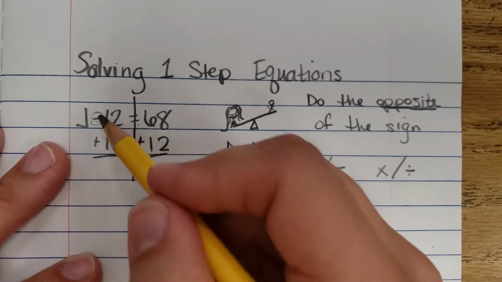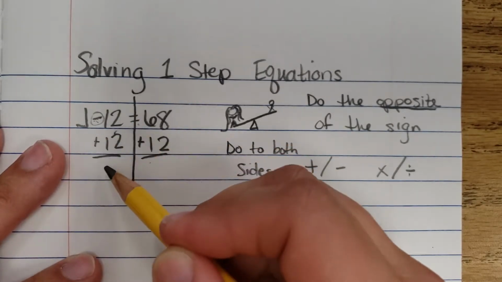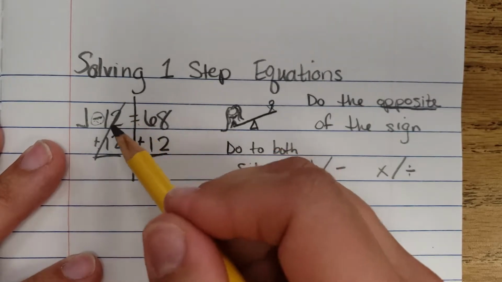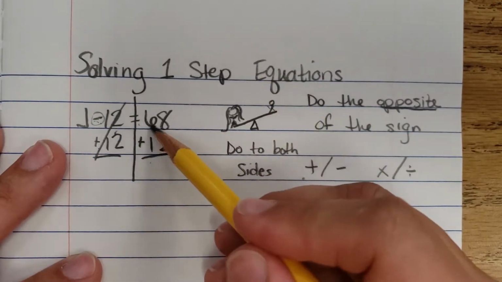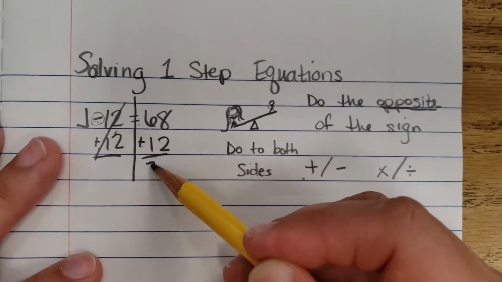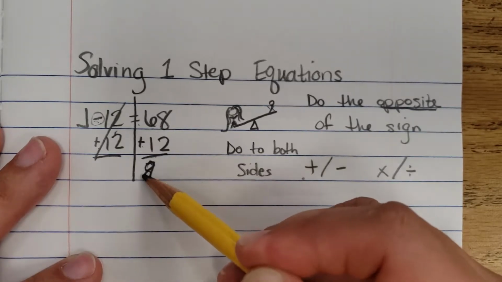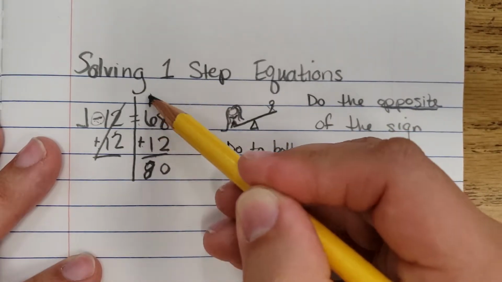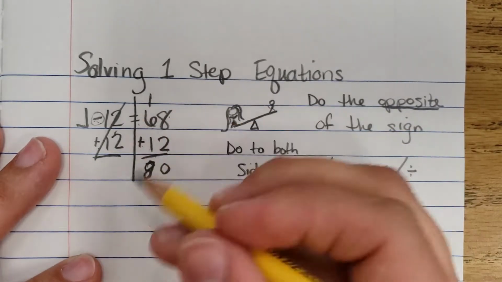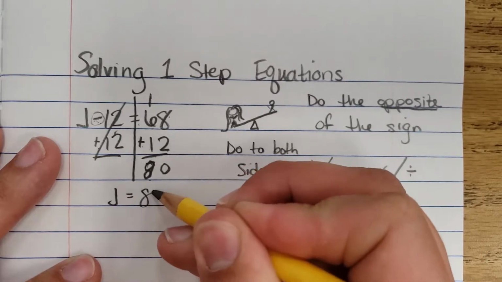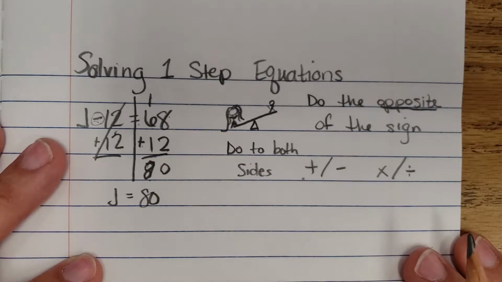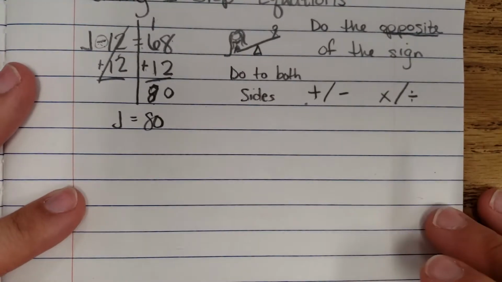So you've got minus 12 plus 12. That cancels out because remember, a negative and a positive, if it's the same number, that equals 0. So then you're going to do 68 plus 12 is 80. Because you've got 8 plus 2 is 10. 6, 7, 8, 80. Okay, so J equals 80. Does that make sense?